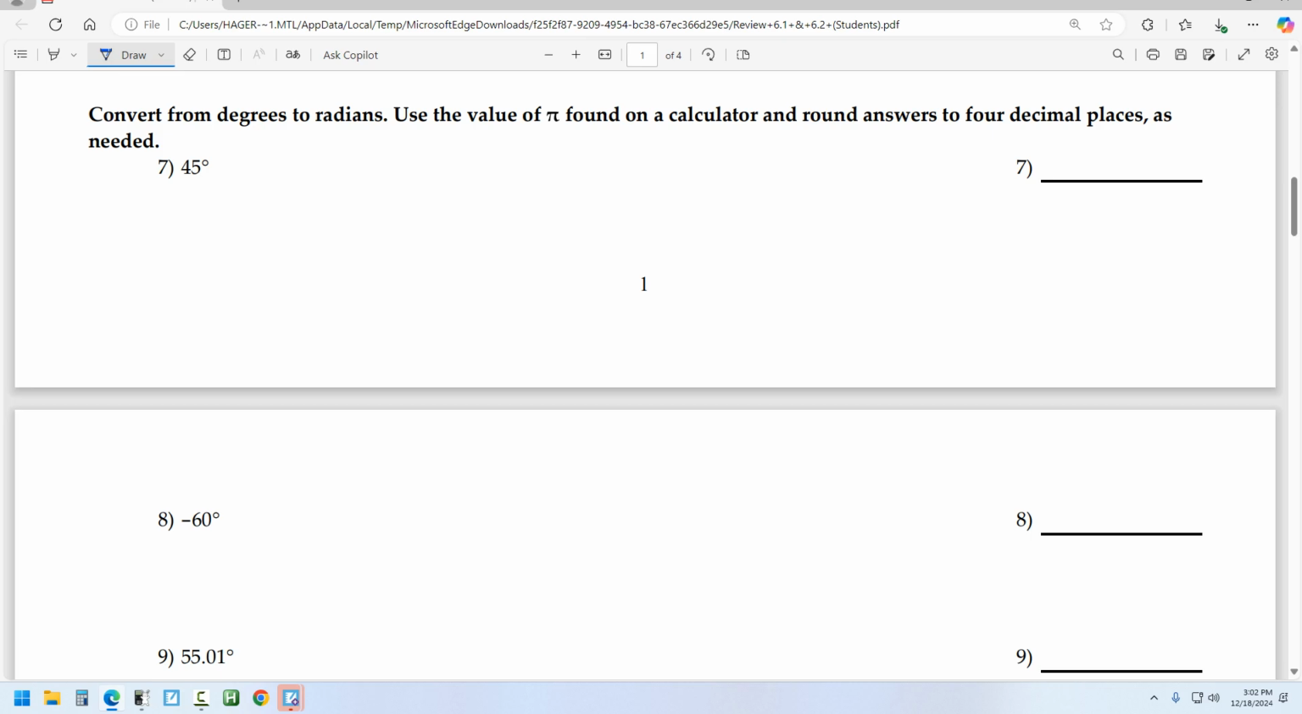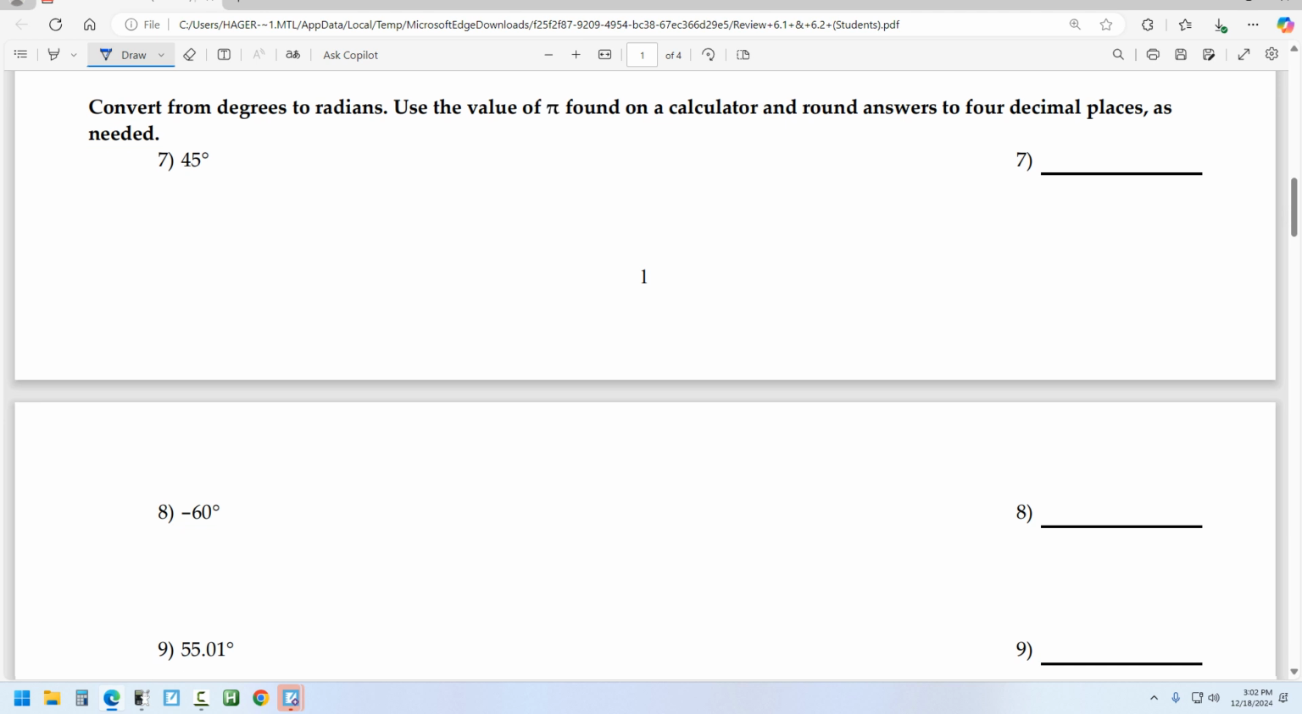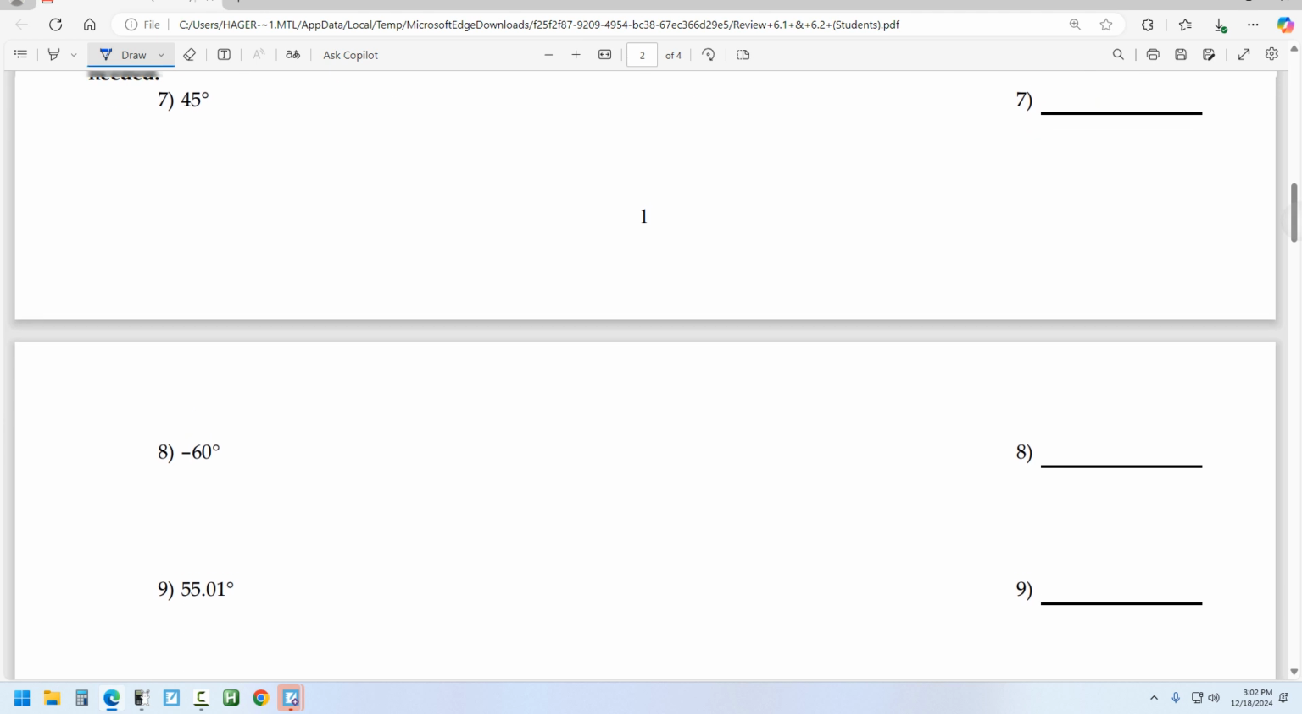So that's the next section. How about looking at 7, 8, or 9? Any question there that you want to try? Let's do negative 60 degrees. Okay. So first thing I would do is let's think of it as a fraction. How could you make it a fraction? Put 1 under it.